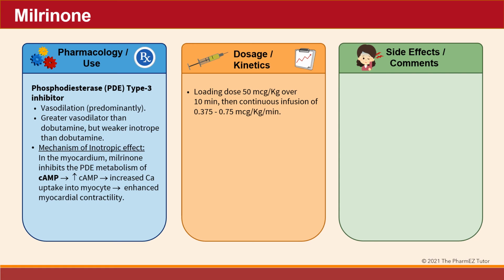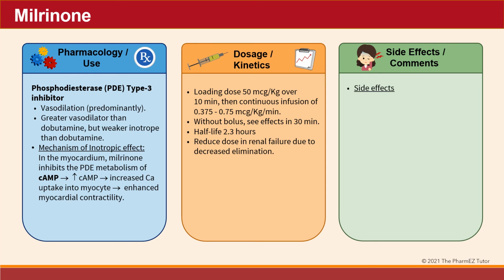The dose of milrinone starts off as a loading dose of 50 micrograms per kilogram over 10 minutes. Then, the continuous infusion of 0.375 to 0.75 micrograms per kilogram per minute will follow. Without a bolus, we see the effects in 30 minutes. The half-life is 2.3 hours. We need to reduce the dose of milrinone in renal failure due to decreased elimination.